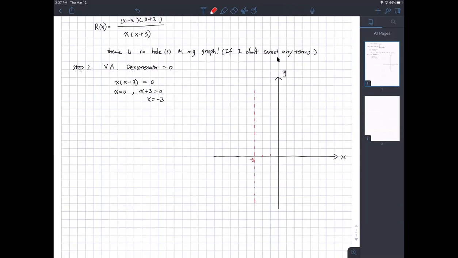To remind myself, this is the part I cannot touch when I draw the graph. And now the second vertical asymptote, x equal to 0, will be this point, 0 right here. Again, same thing, I'm going to draw this red dash line to remind myself I cannot cross those lines. All right, so now this is my vertical asymptote.